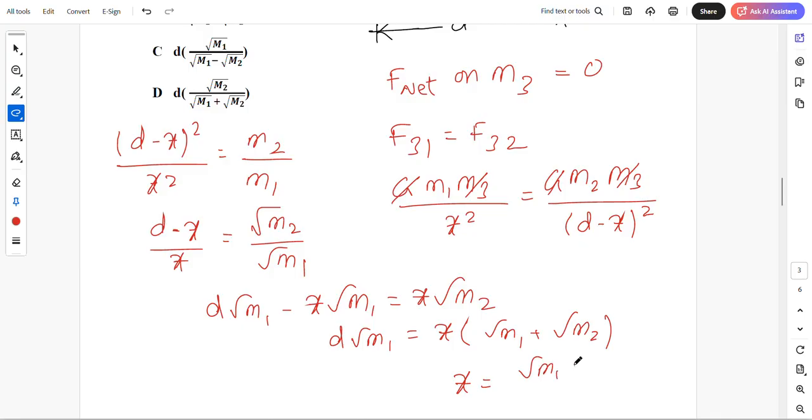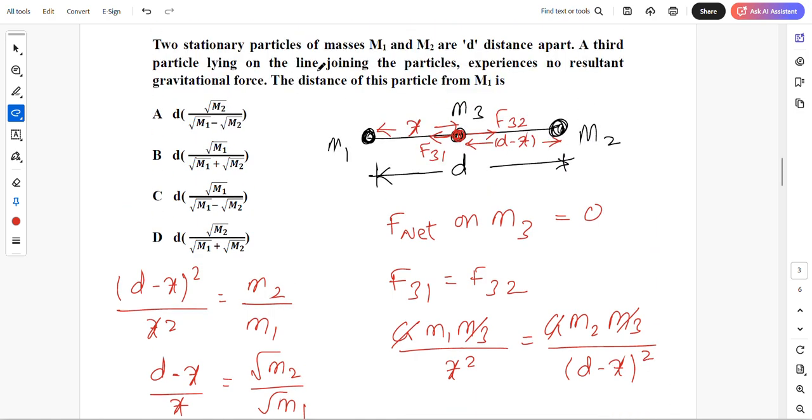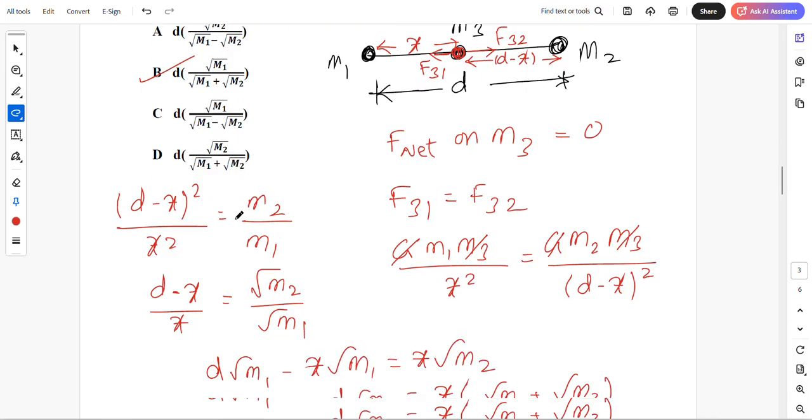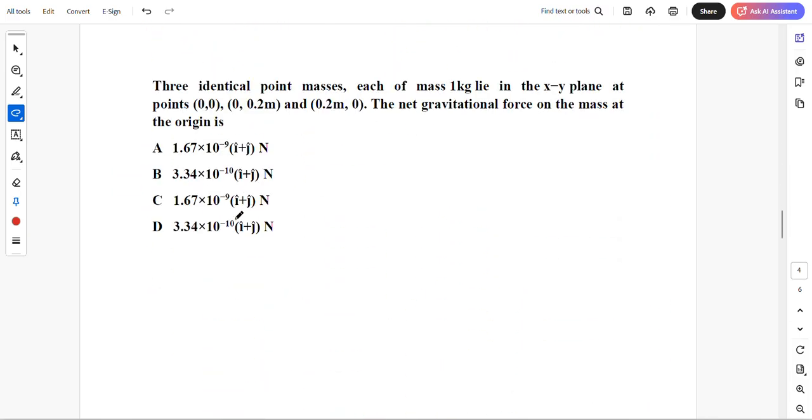Root of M1 D divided by root of M1 plus root of M2. This is the answer. Now the distance of this particle from M1 is how much? D root of M1 divided by root of M1 plus root of M2. Hope you understood. This is the correct answer. Let us do the next problem.